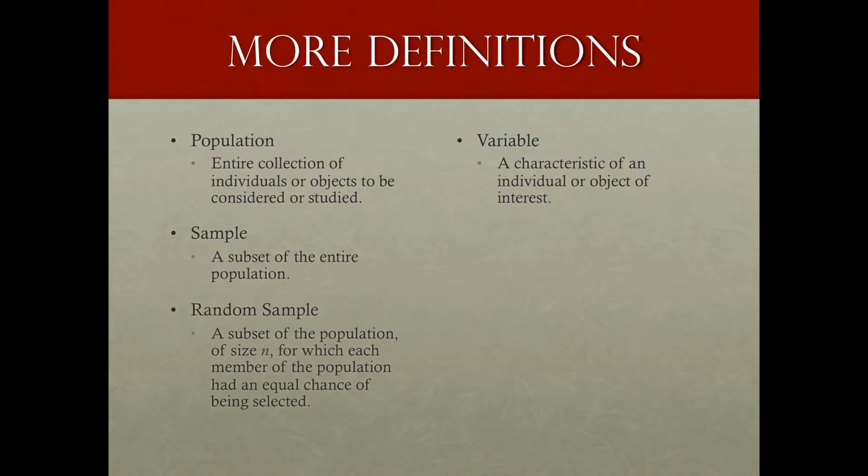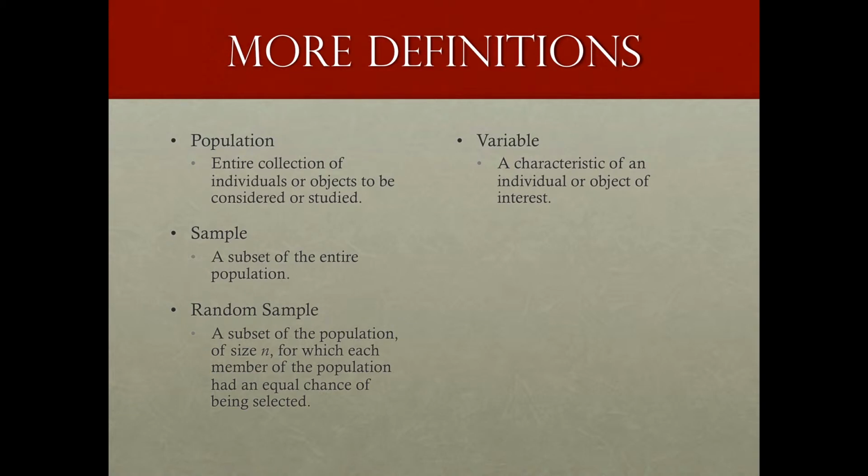More definitions that your students need to be aware of. Population, that's your entire group of subjects, elements, dogs, cats, trees, whatever your measurements have been collected on. Your sample is a subset of the entire population. In statistics, we seek to get a random sample, which just ensures that every single person in your population had an equal chance of being selected into your sample.